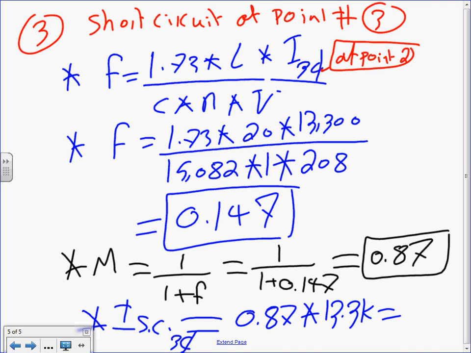0.87 times 13.3, 11.57, right? Yeah, 11.6. Thank you. 11.6 kA. You don't want to go to 2 decimals. 11.6. Any comments? Any questions?